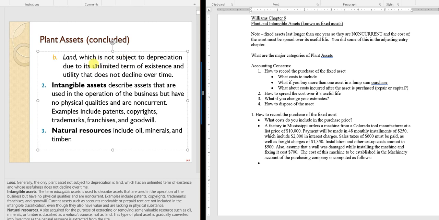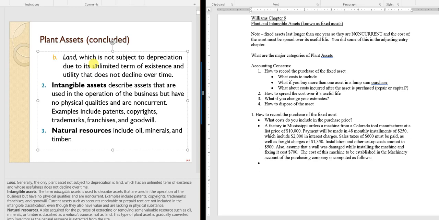Now, there are times when land can become impaired. An impairment is not a systematic allocation. An impairment is a sudden decline in value. So if you lived on a piece of property and a sinkhole opened up and suddenly half of your property is now a big hole in the earth, that is a sudden loss in value, and that's an impairment. And we do write down for that.